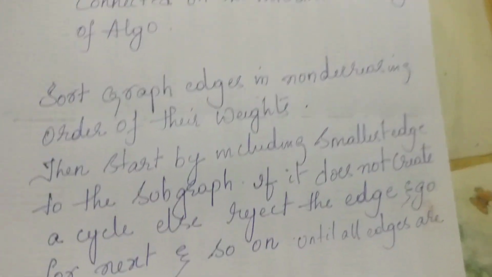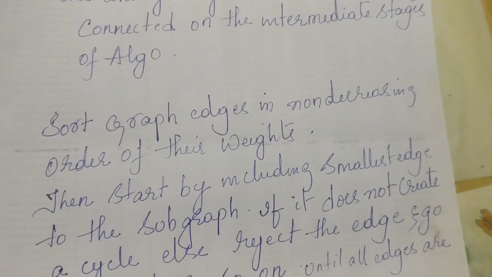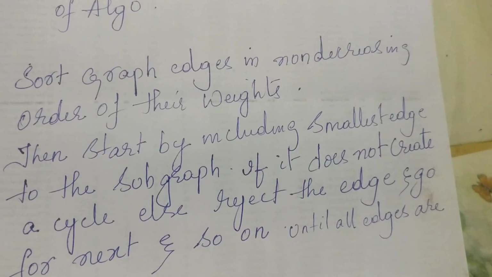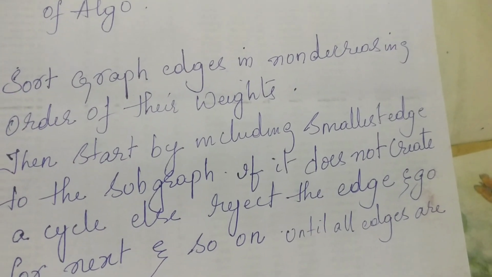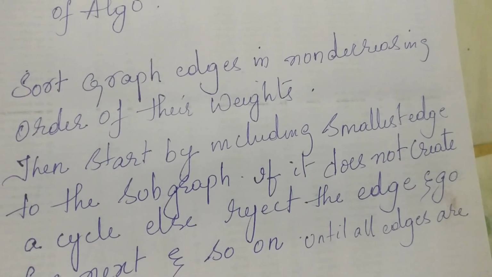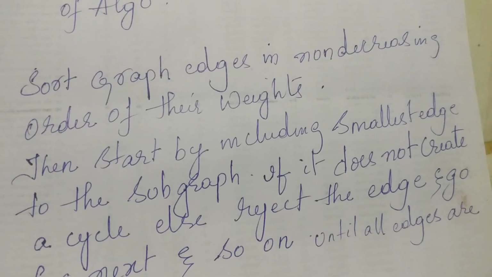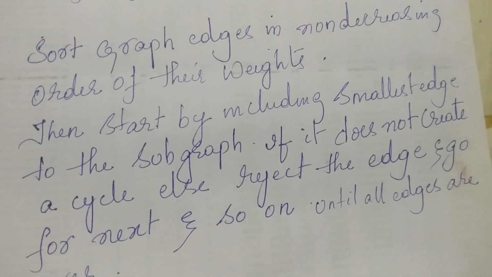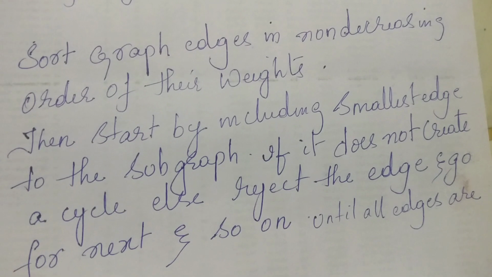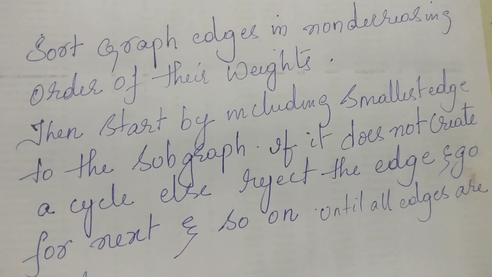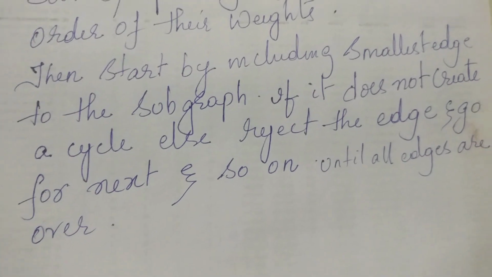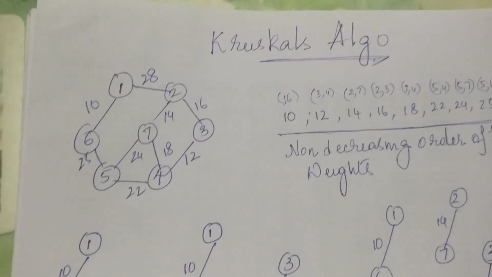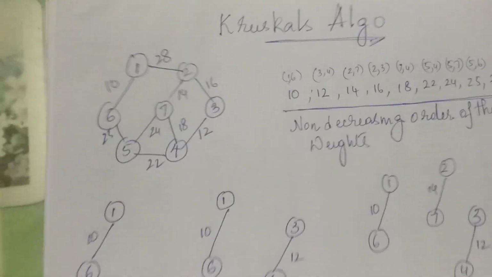What we can do is sort the graph edges in non-decreasing order of their weights. Then start by including the smallest edge in the subgraph. If this edge is not going to create a cycle, then we accept that edge into the subgraph. Else we reject the edge and go for the next, and so on, until all the vertices are completed or until all the edges are over. So let me take an example to explain Kruskal's algorithm.